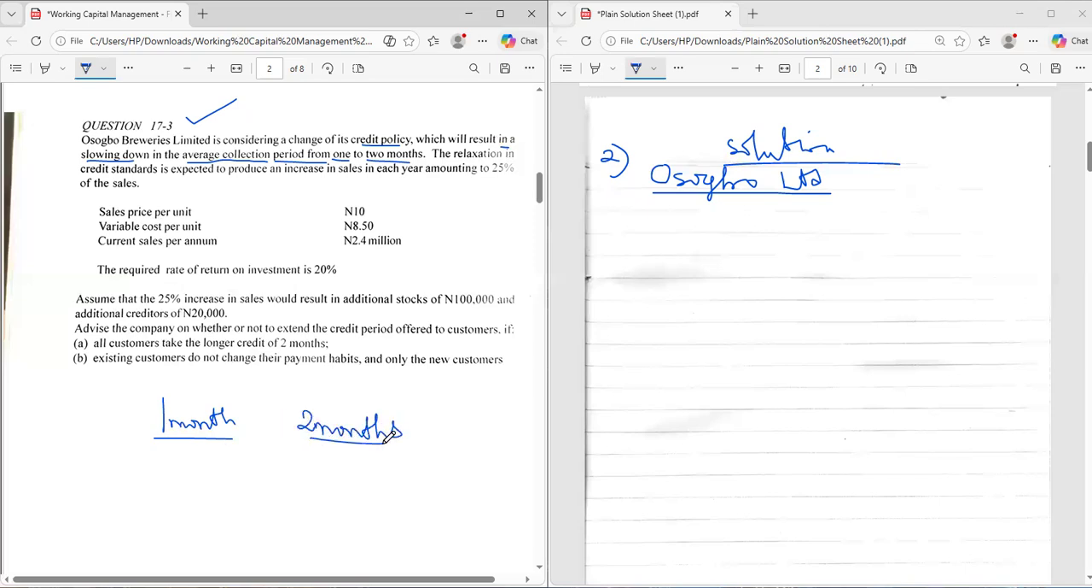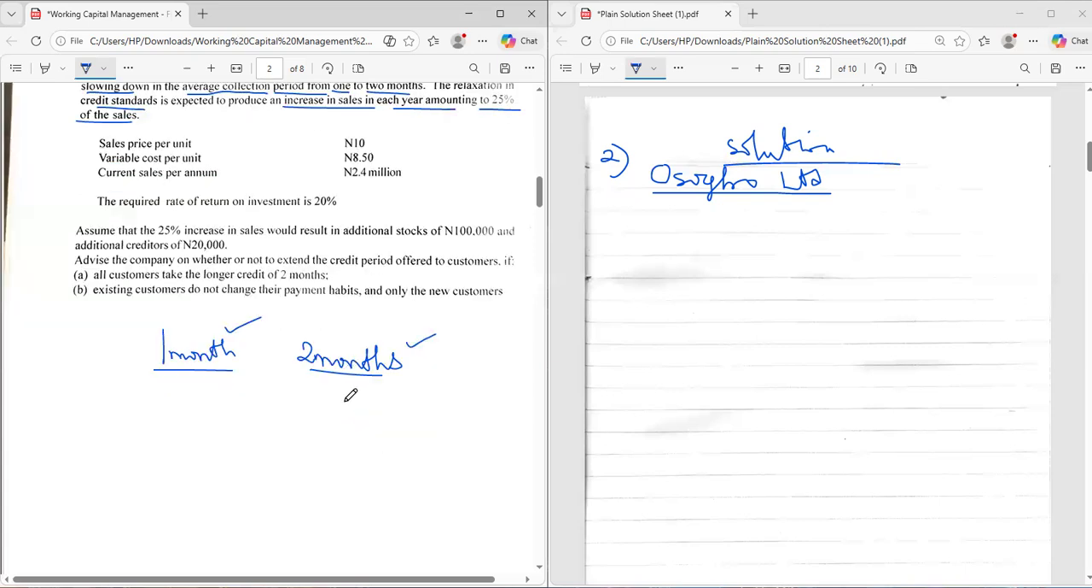2 months, that's the new policy. Now, they said the relaxation in the credit standard is expected to produce an increase in sales in each year amounting to 25% of the sales. It simply means that the moment we say, okay, don't be paying us within 1 month, pay us within 2 months, what is going to happen to sales? They say sales will jack up, to increase. By how many percent? By 25%, which is normal in a real life situation. He said it is normal.